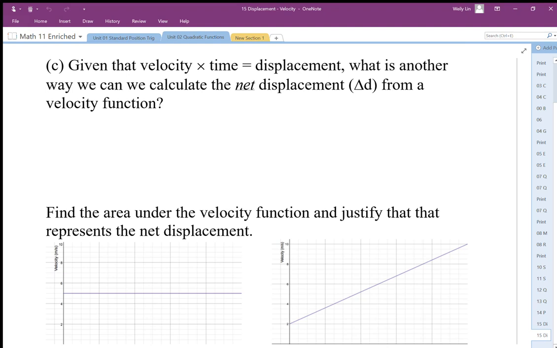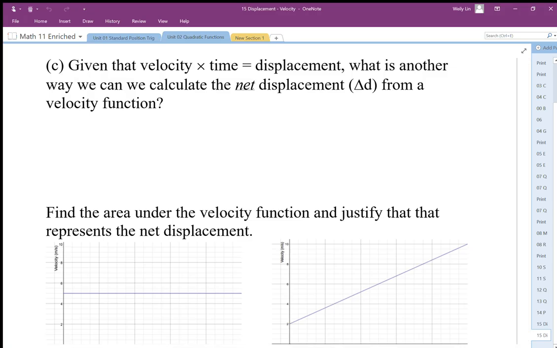So what we've done then is we found the displacement using velocity times a time interval. Okay, so we took an average velocity in the time interval and the time interval. We multiply those together to get the displacement. So what's another way we can get net displacement from a velocity function?